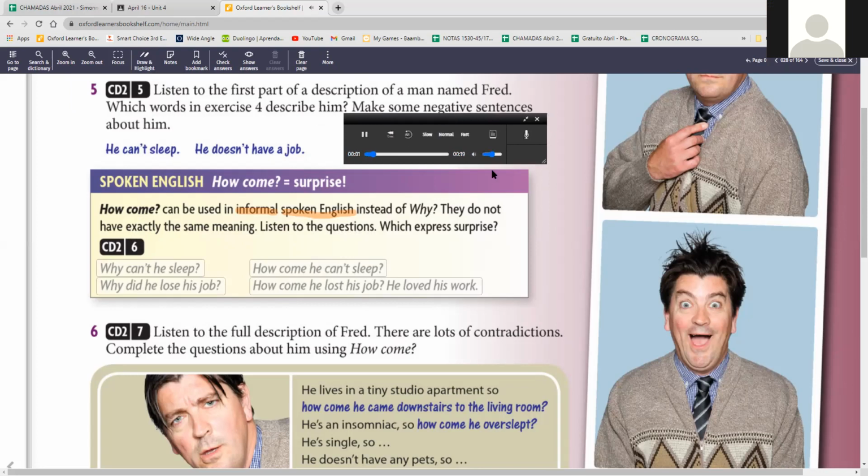Track 6. Why can't he sleep? How come he can't sleep? Why did he lose his job? How come he lost his job? He loved his work.